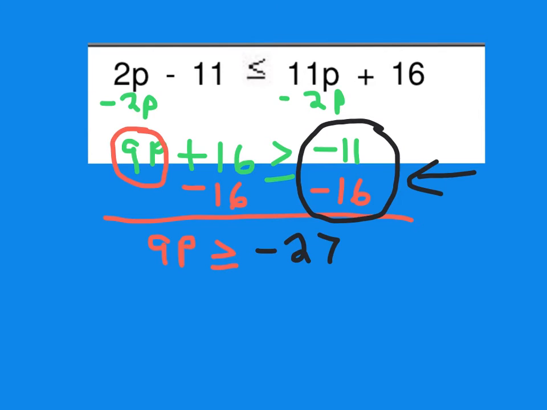All right, my last step then, over here on the left-hand side, I have a multiplication problem. The opposite of multiplying is dividing. So we're going to divide both sides by 9. And now we have p still being greater than or equal to 27 divided by 9 is 3, and a negative divided by a positive is a negative, so it is negative 3.